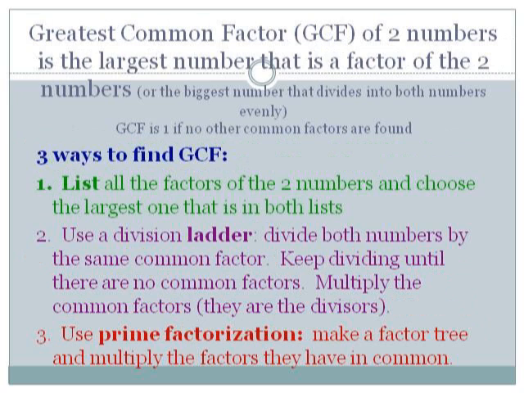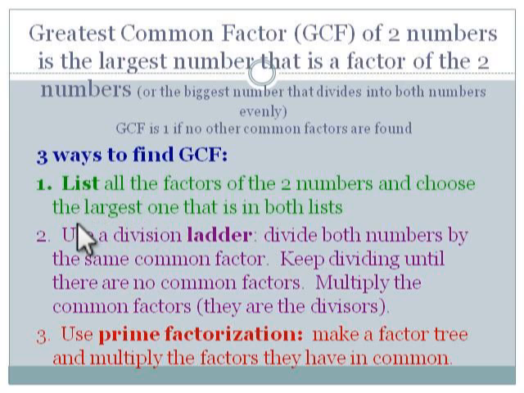Our last concept of this section is greatest common factor. When you're looking for the greatest common factor of 2 or more numbers, you're looking for the largest number that is a factor of both or of all the numbers. If they have nothing else in common but 1, then 1 is their common factor. There are 3 ways that you can find the greatest common factor. One of them is like finding multiples. You can list them all.